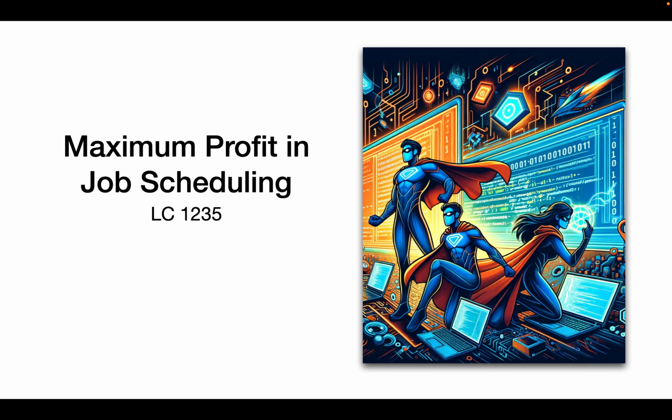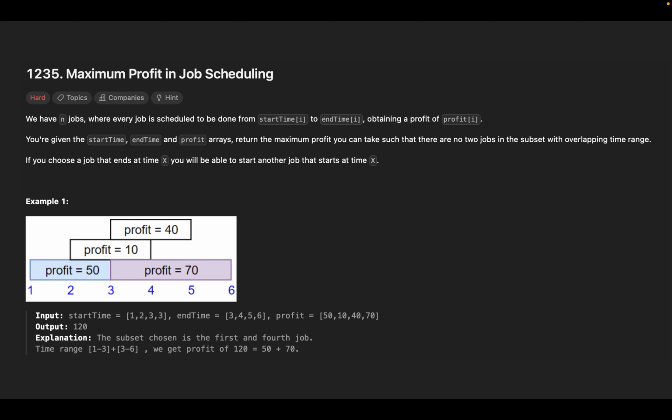Maximum profit in job scheduling, LC1235. Let's take a look at this bad boy. We have n jobs where every job is scheduled to be done from start time i to end time i, obtaining a profit of profit i. You're given the start time, end time, and profit arrays. Return the maximum profit you can take such that there are no two jobs in the subset with overlapping time range.